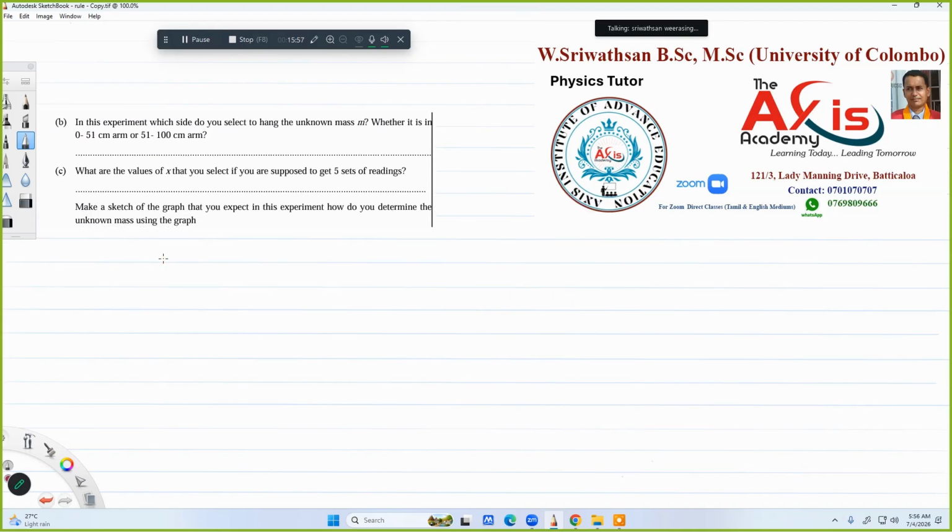Next one. In this experiment, which side do you select to hang the unknown mass M? Whether it is in the 0 to 51 centimeter arm or 51 to 100 centimeter. The diagram is given.